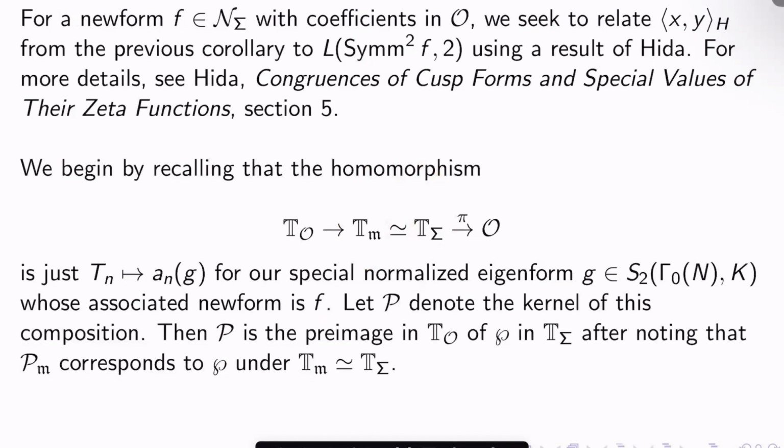We built this G several videos ago. Okay, so we'll let curly P denote the kernel of this composition. This is the pre-image in T sub O of what we called W_P before in T sub sigma, after noting that P localized at frac M corresponds to W_P under the isomorphism between T sub frac M and T sub sigma. Again, there's a lot of notation in this video. All of it has been described and defined for you in this chapter.